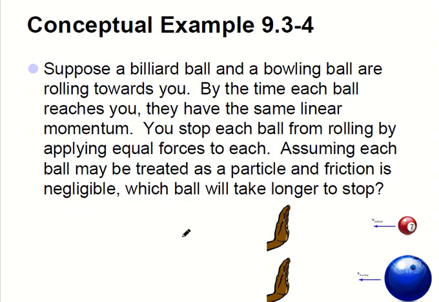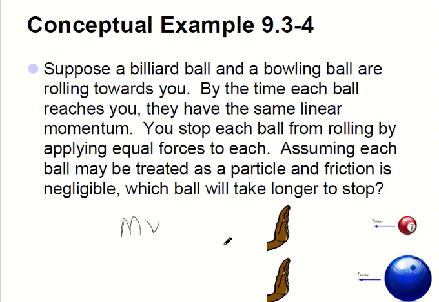All right, so suppose a billiard ball and a bowling ball. This is a billiard ball, a small one, and here is your bowling ball. They're rolling towards you. By the time each ball reaches you, they have the same linear momentum. So your linear momentum is the same, as set in this question. You stop each ball from rolling by applying equal forces to each. So here is your force, you want to stop it.